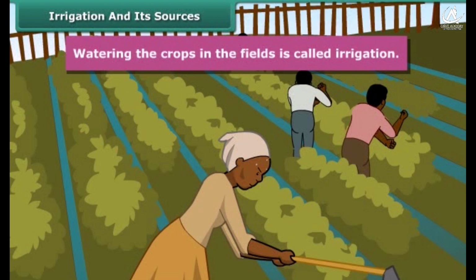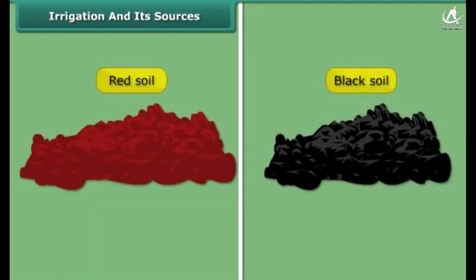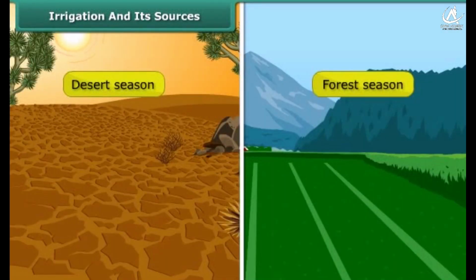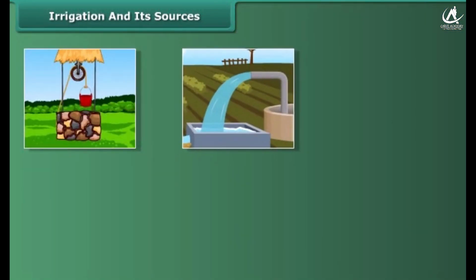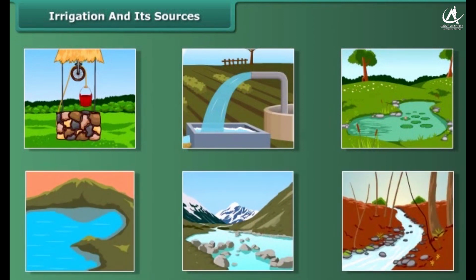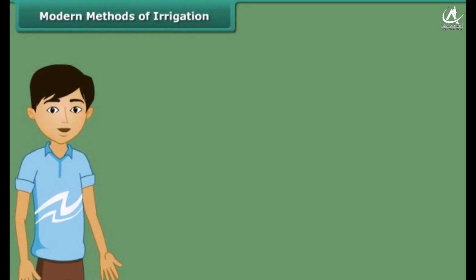The time and frequency of irrigation varies from soil to soil, crop to crop, and season to season. Now the question arises, what are the sources of irrigation? Wells, tube wells, ponds, lakes, rivers, dams, and canals are some of the main sources of water for irrigation. Let us now know modern methods of irrigation.